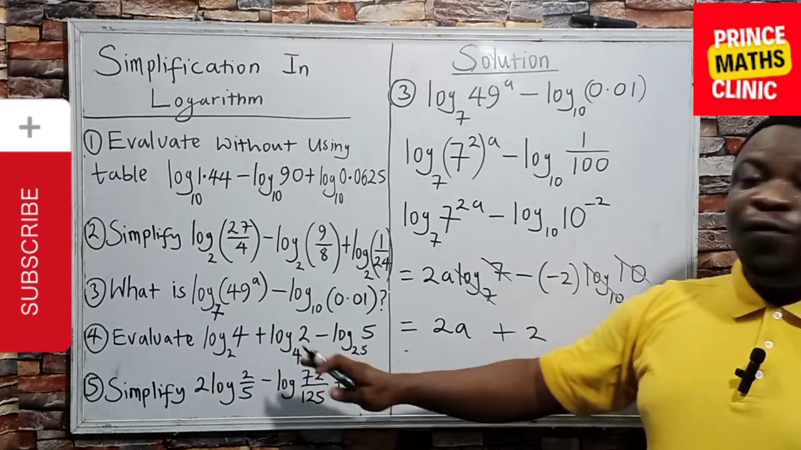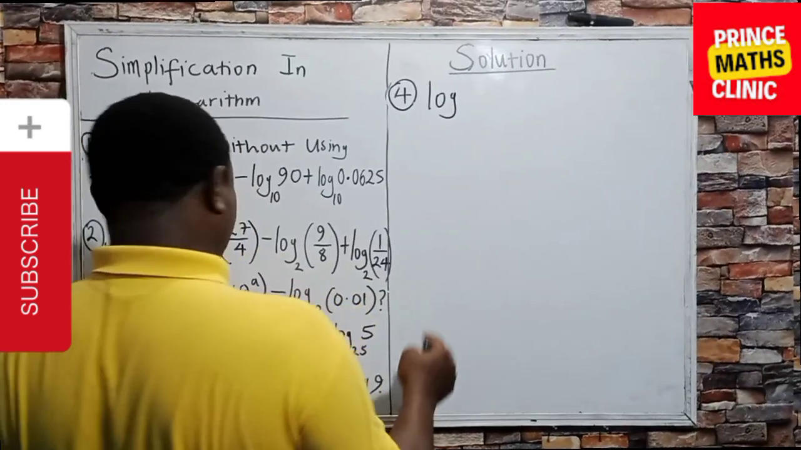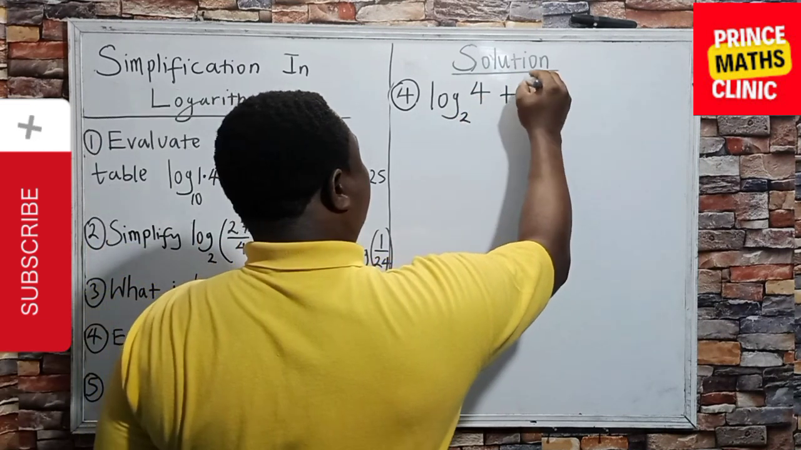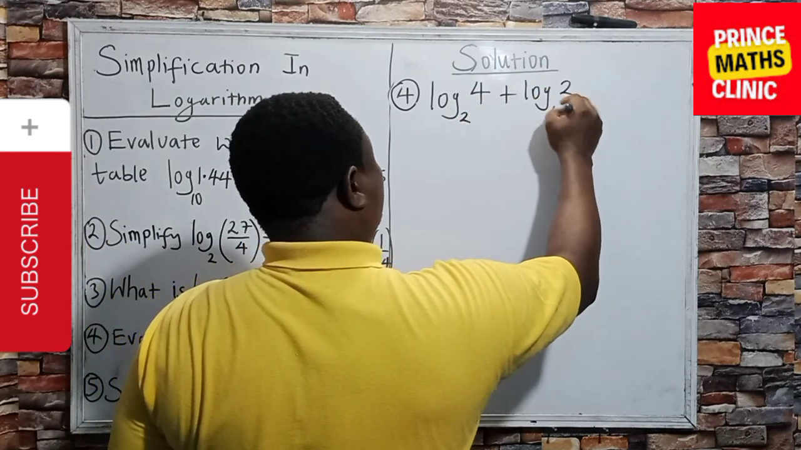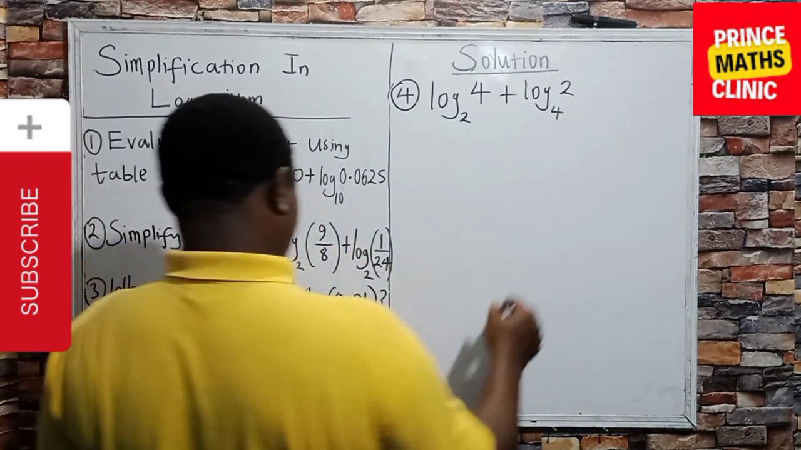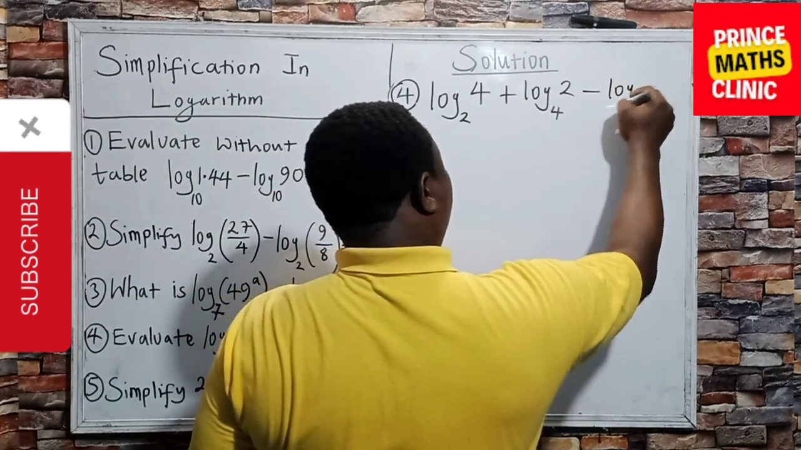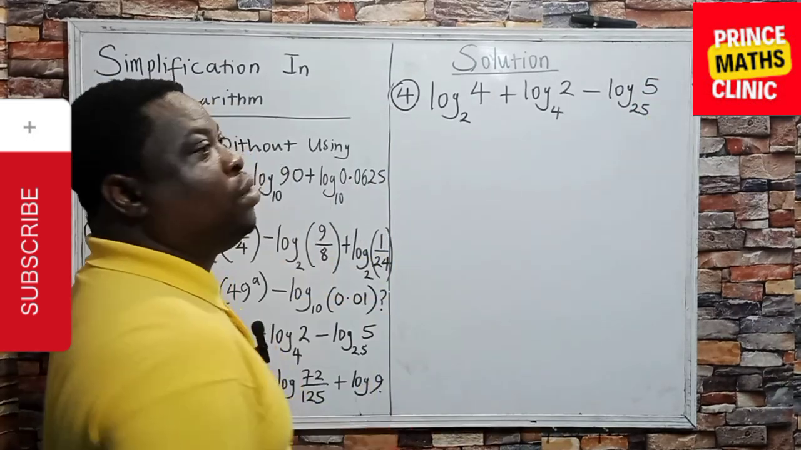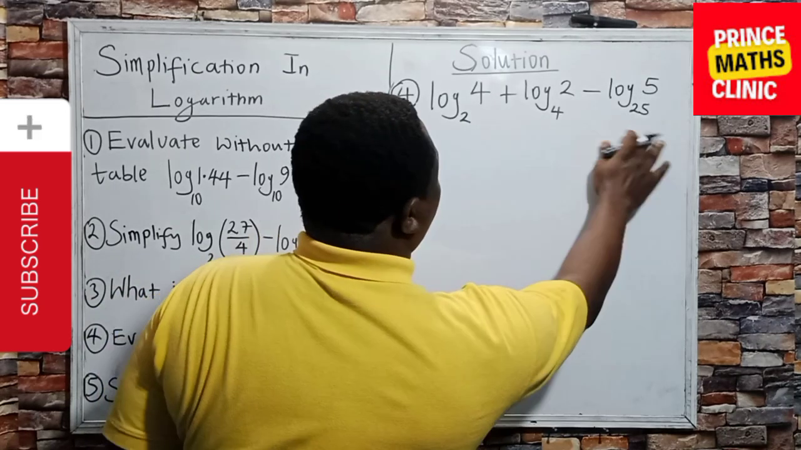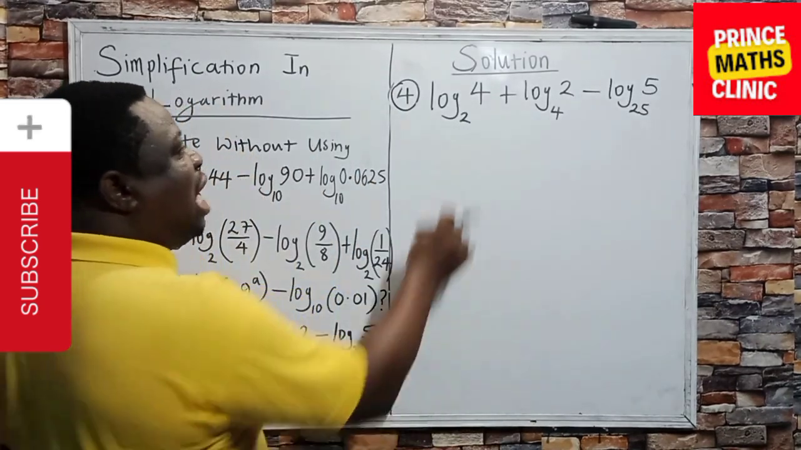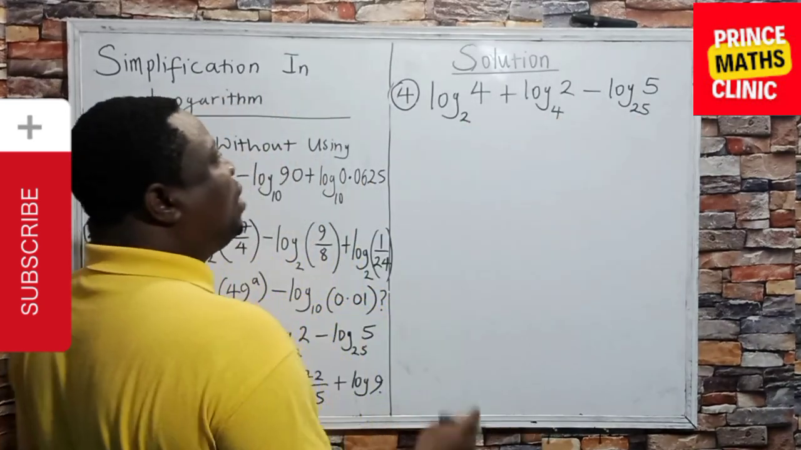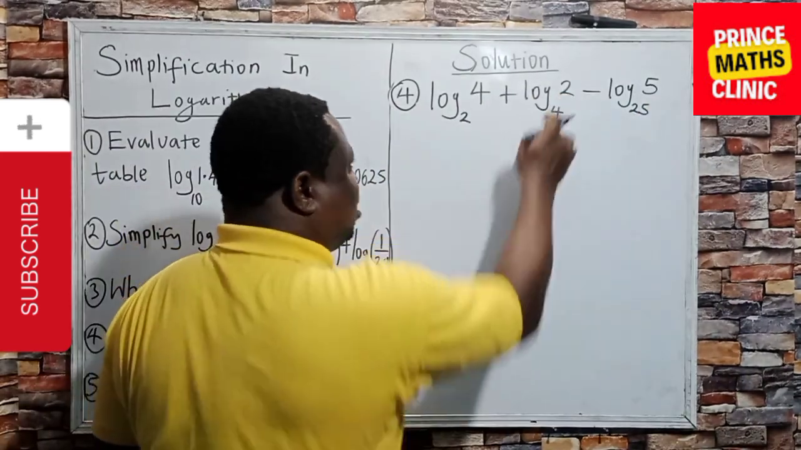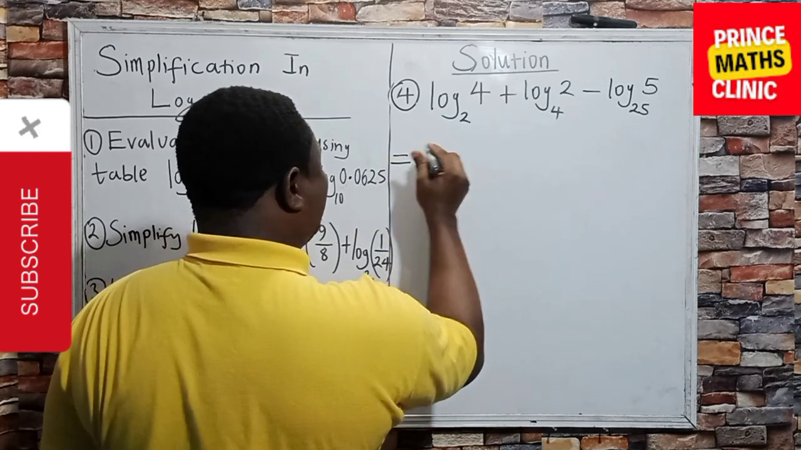Now let's look at the fourth question. We are given that log 4 base 2 plus log 2 base 4 minus log 5 base 25. Looking at this question, a critical observation shows that they have different bases. So this question can be rewritten in another form that will still mean this. So watch what I'm going to do.